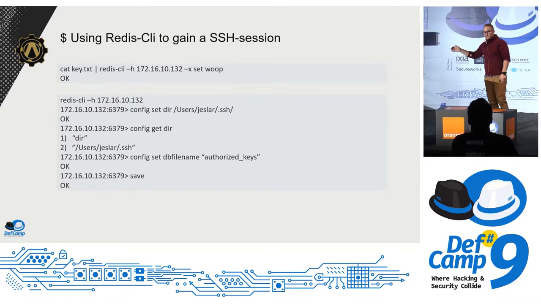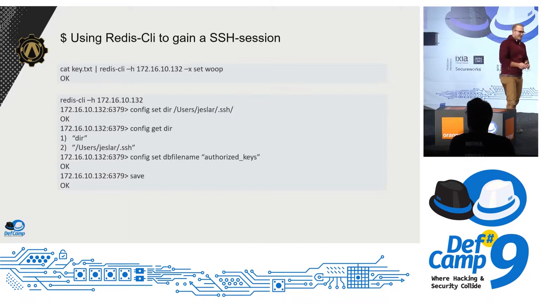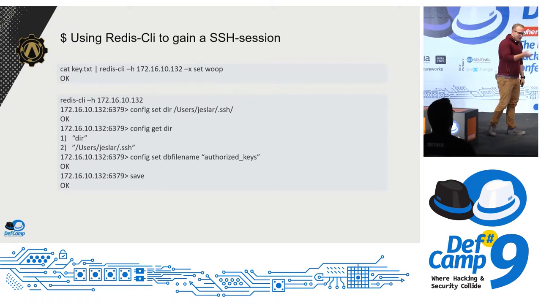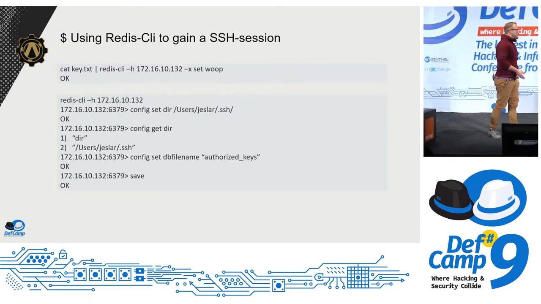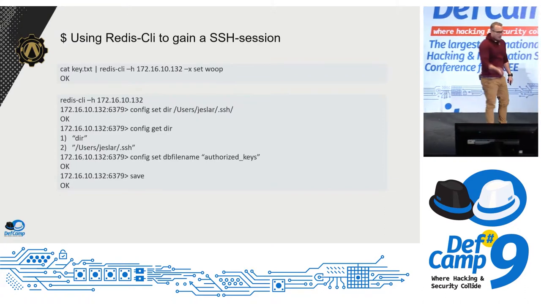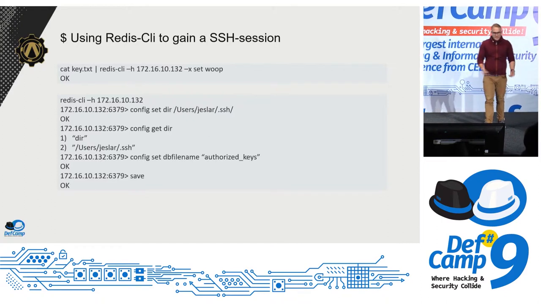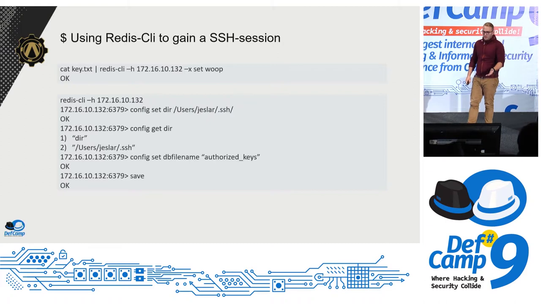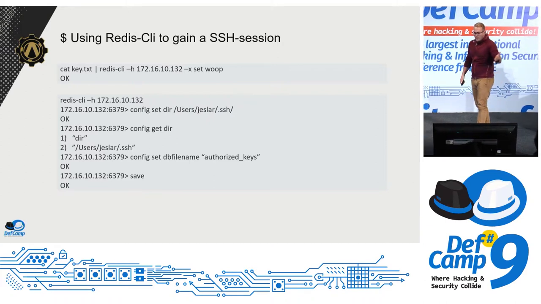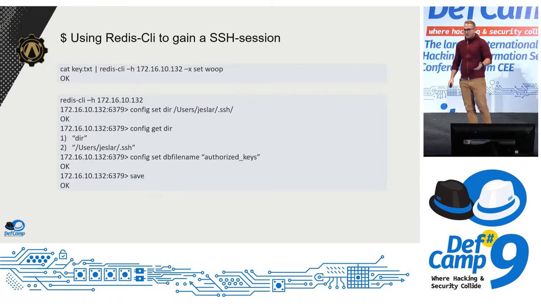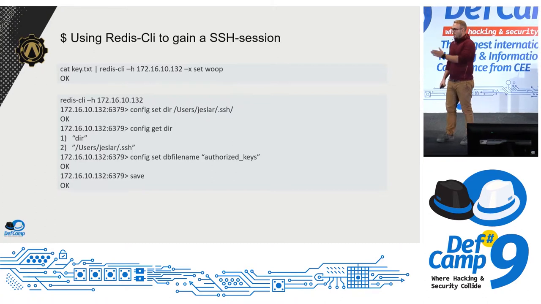And it takes any string whatsoever you put in there. You can let your imagination wander and do the math. Then we connect to the Redis instances, no authentication whatsoever. We set the directory. In this case, it's /home/yeslar, that's my username, .ssh. We get OK. Whoop, whoop. Redis can list the contents of my .ssh folder.